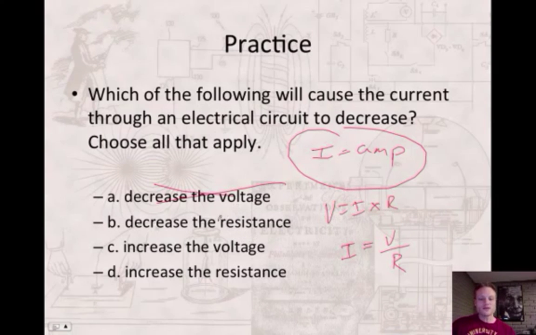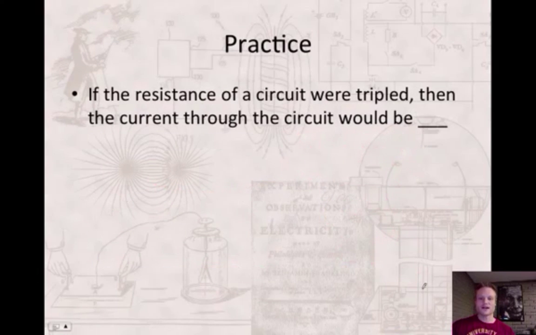What if we decrease the resistance, make this R get smaller in this fraction? Would that increase the current? The answer is yes. So B would be one. What about increasing the voltage, giving more push to the charge in the wire? That turns out to, yes, increase the current. Increasing the resistance, so making this number bigger on the bottom of the fraction, would not increase the current, so that would not help you. Okay, so let's keep moving right along.